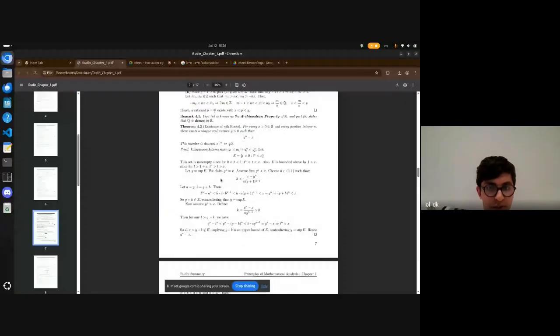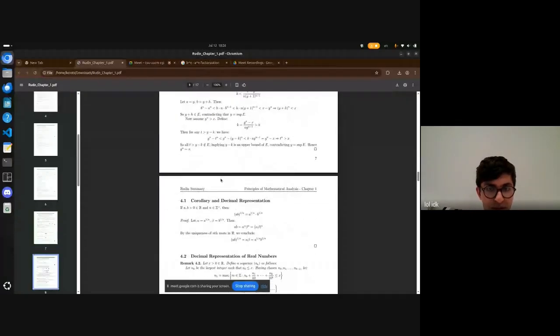Anyway, we just finished this part. The corollary over here is that (ab) to the power of 1 over n is equal to a to the power of 1 over n times b to the power of 1 over n.